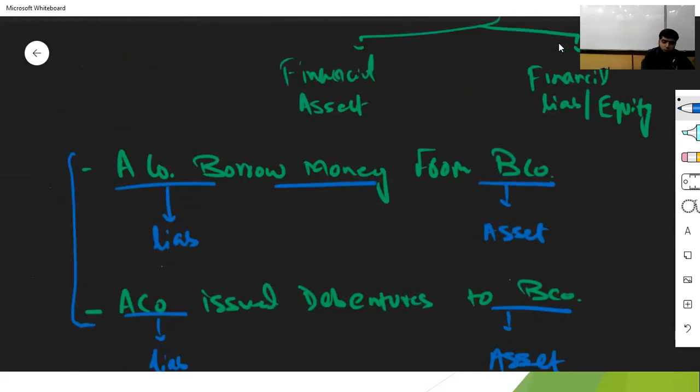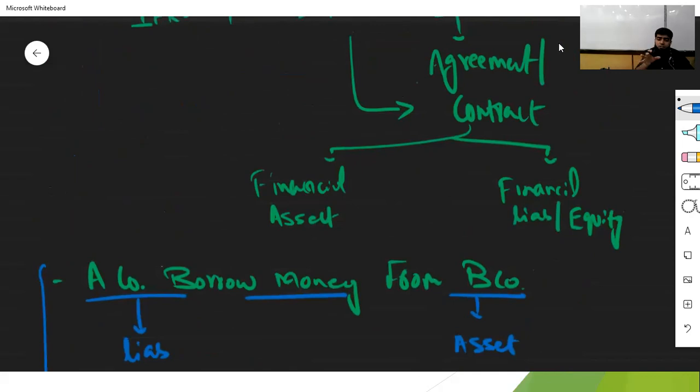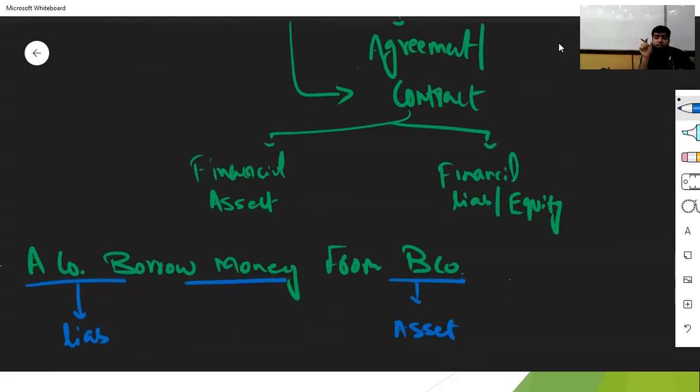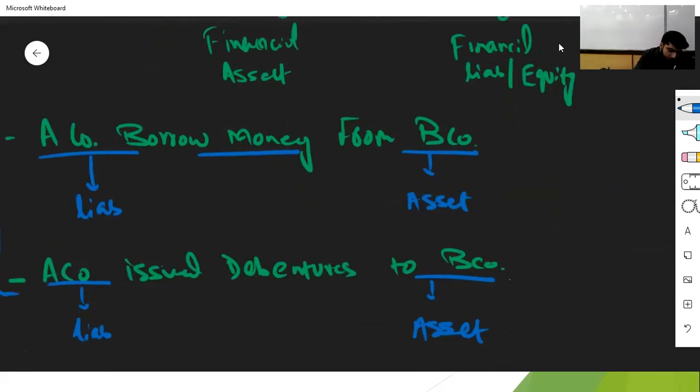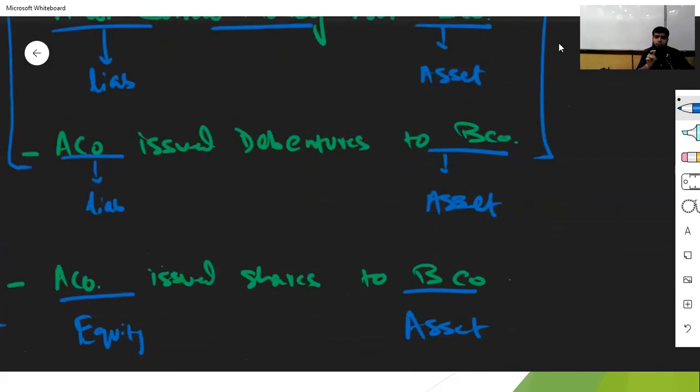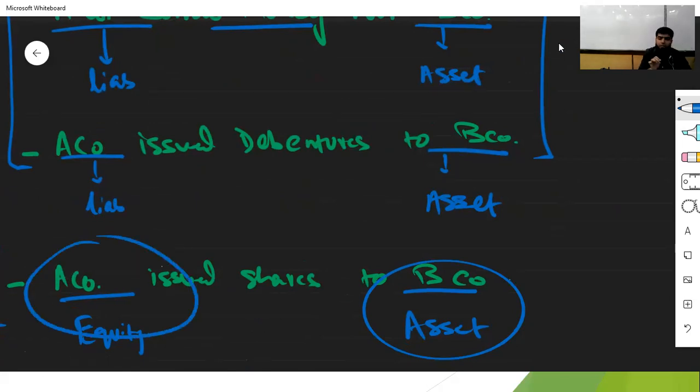So that is the definition of financial instrument. A financial instrument is an agreement between two parties, and for one party it would be an asset, that is a financial asset, and for another party this would be a financial liability or equity. In the first two examples we took liabilities, and in the last example we took a financial asset for one company and equity for another company.